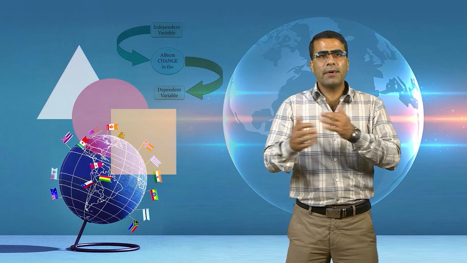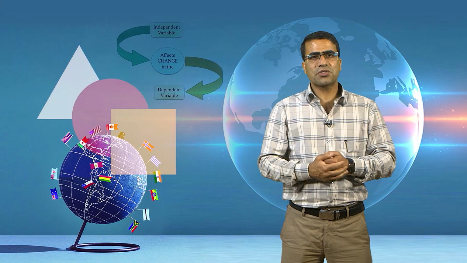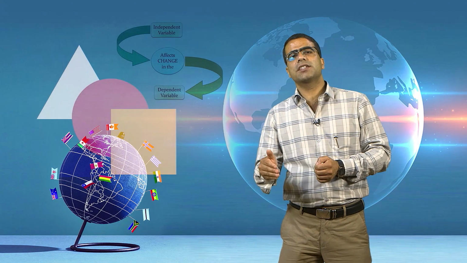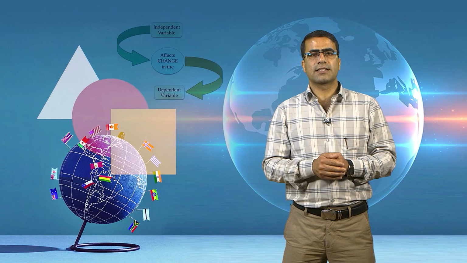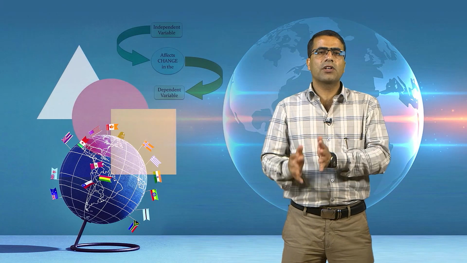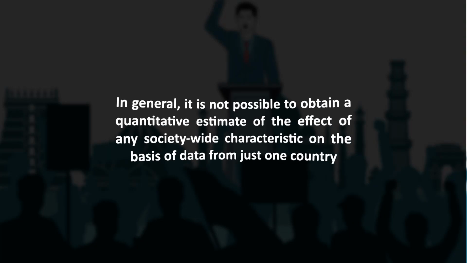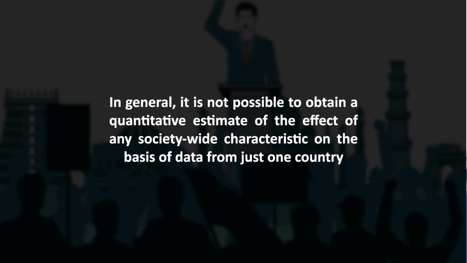However, if we compare income inequality in several societies with different types of economies, we will be in a position to draw some conclusions about the impact of economic structure on the distribution of wealth. In general, it is not possible to obtain a qualitative estimate of the effect of any society-wide characteristic on the basis of data from just one country.